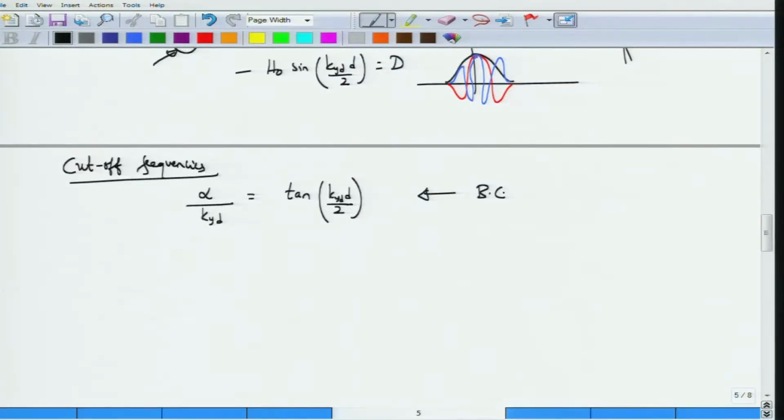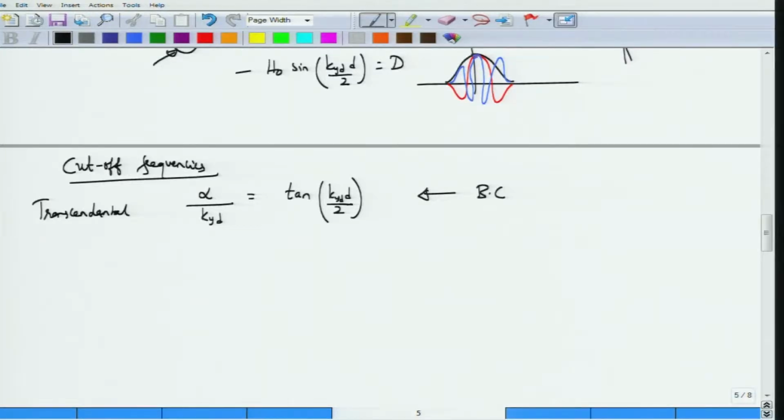This relationship tells you the different values of kyd and alpha. How do you choose them? Of course, solving this equation is very difficult because kyd is present on both the left hand side as well as the right hand side. These equations are known as transcendental equations, and the solution has to be done by numerical analysis. We will not go into those details in this particular case. So you can obtain this equation, as I said, from the boundary conditions.